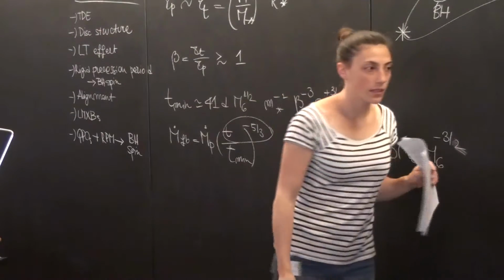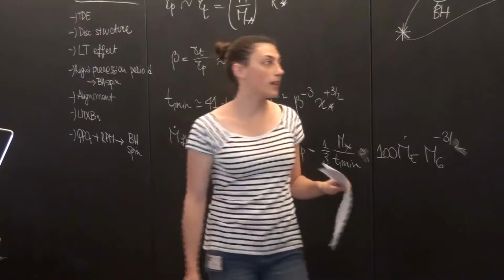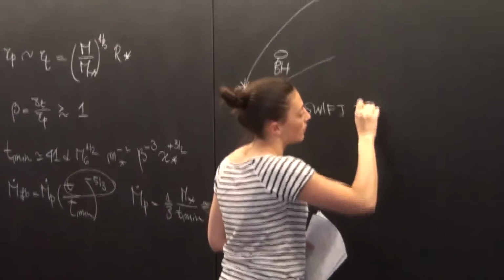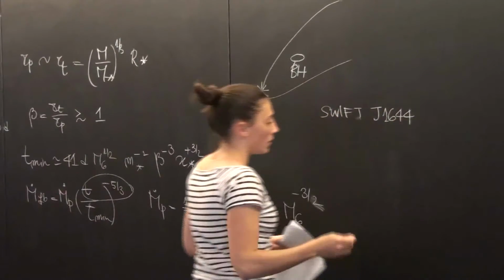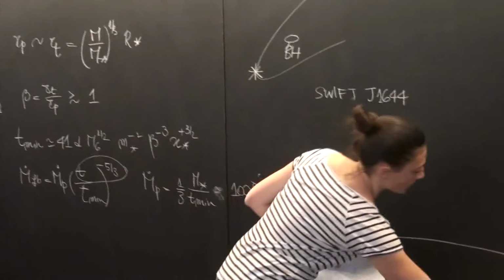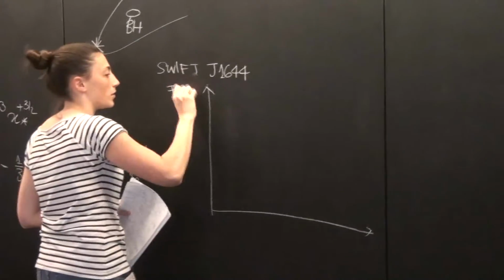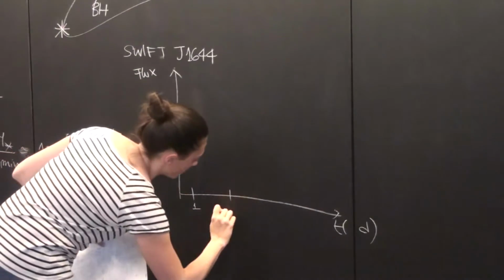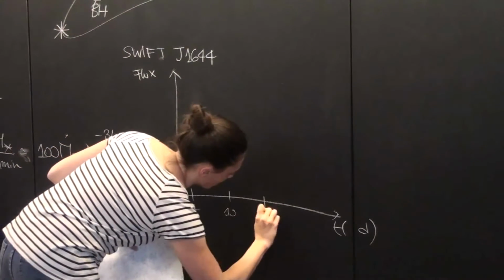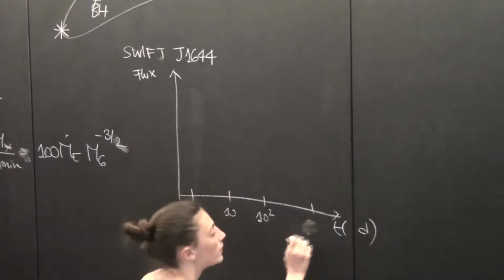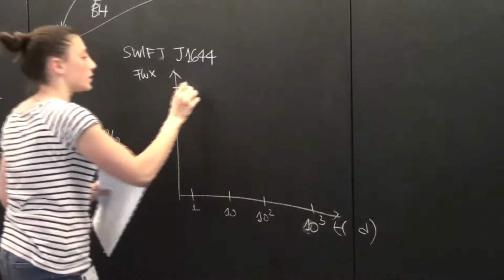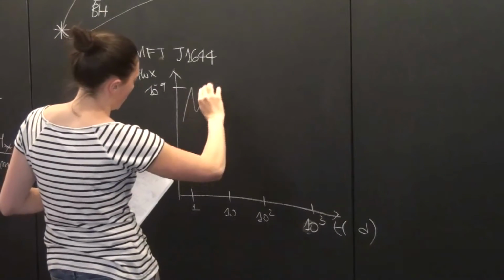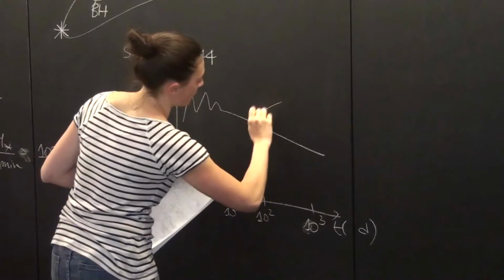So the tidal disruption event that triggered this study was detected by the SWIFT satellite, and it's SWIFT J1644. Its X-ray light curve was something like that. So we get the flux and the time in days: 1, 10, 100, 1,000. So the light curve was sort of like this.